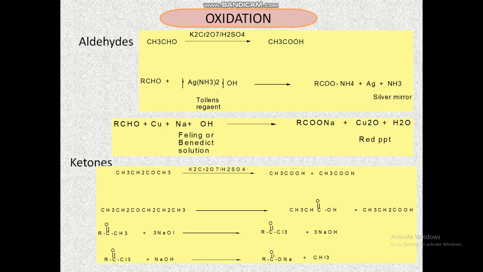For example, in the next reaction, the ketone undergoes a reaction with potassium dichromate. It is producing both the acids. Two reactions are there, carboxylic acids only, where it is attacking the carbon having the lesser number of hydrogen atoms. So we are getting carboxylic acids.